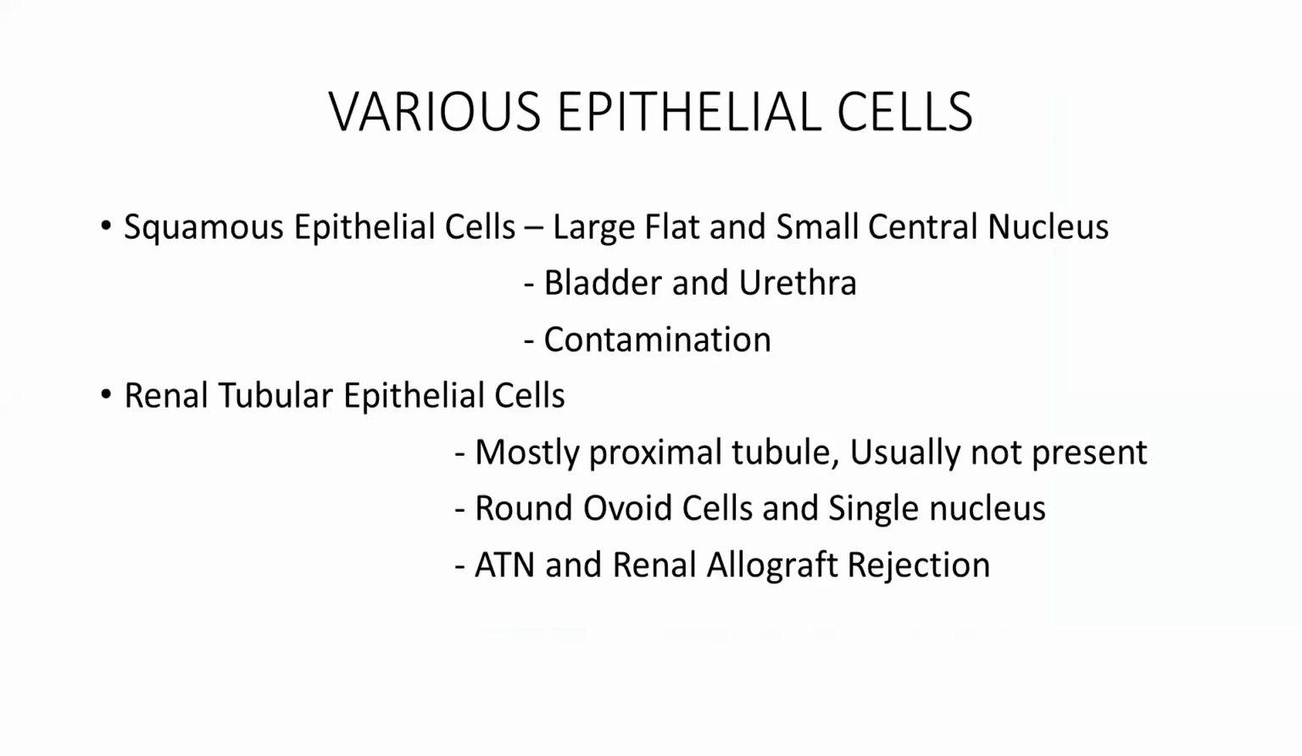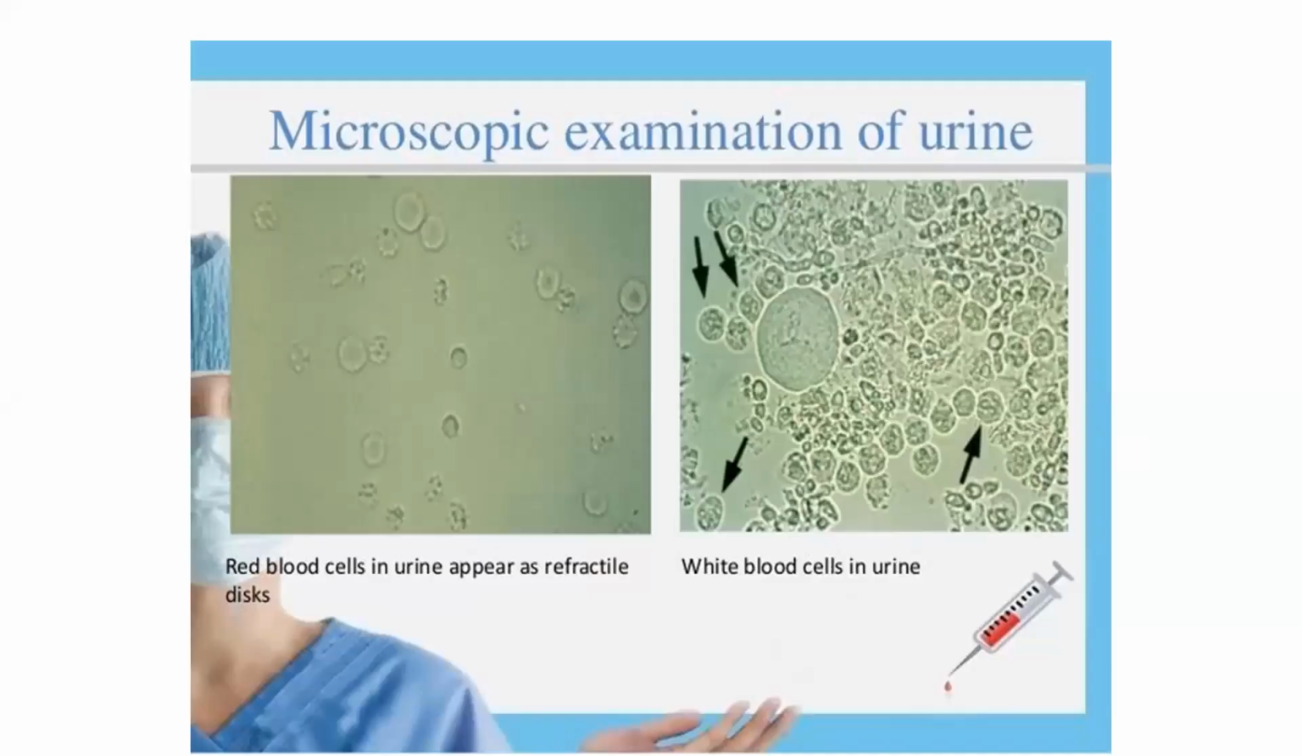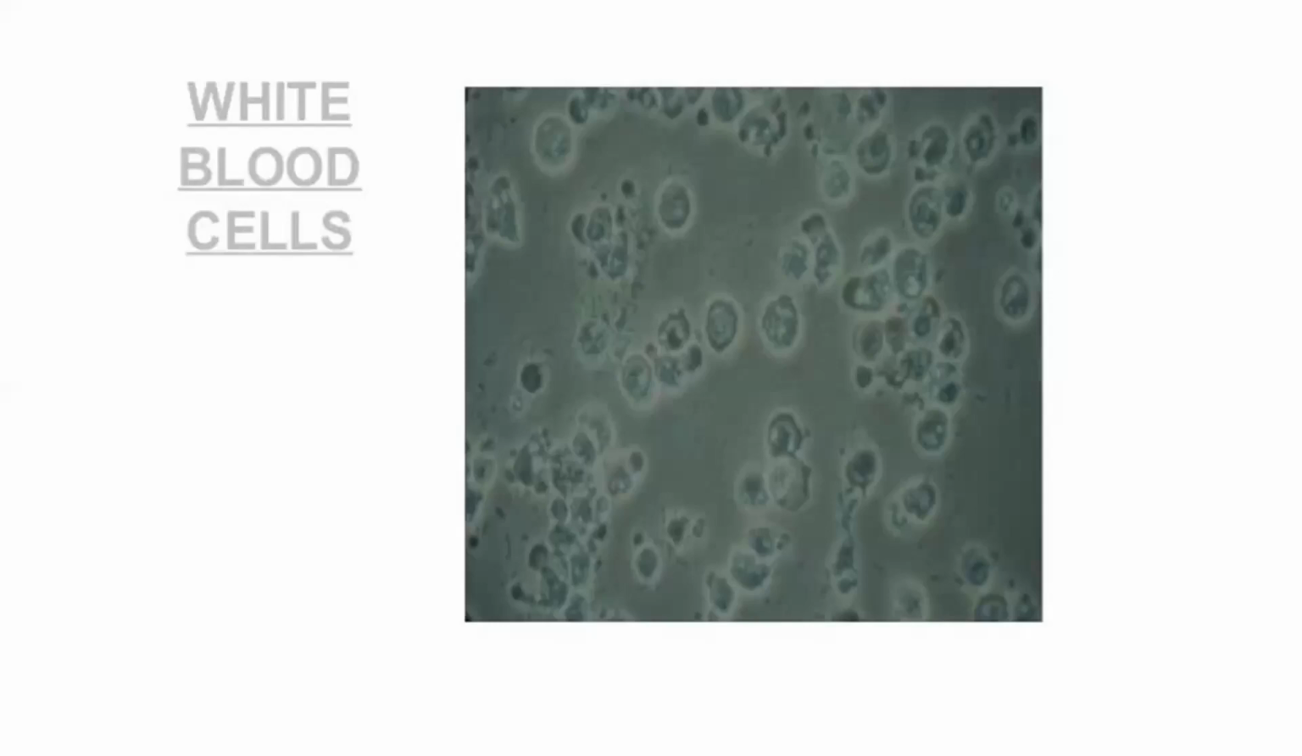Now, these are the white blood cells. This is how you see the white blood cells, slightly larger than the RBCs with a distinct granular material inside it. Again, the white blood cells.